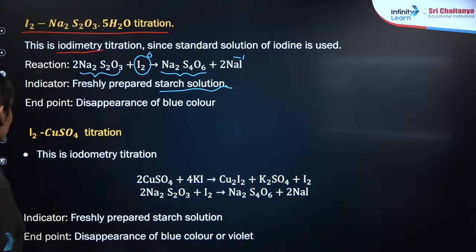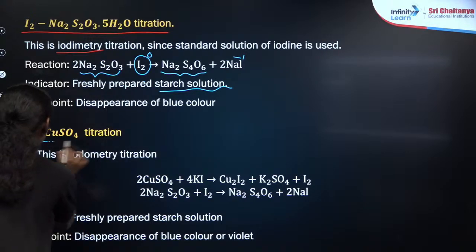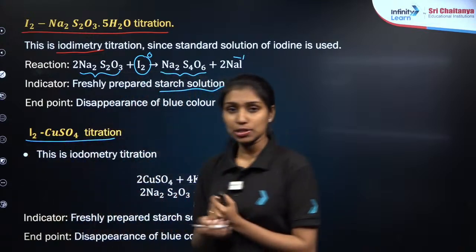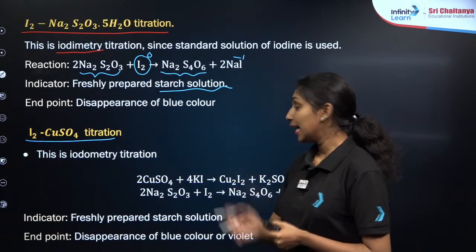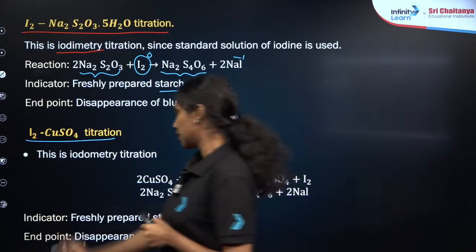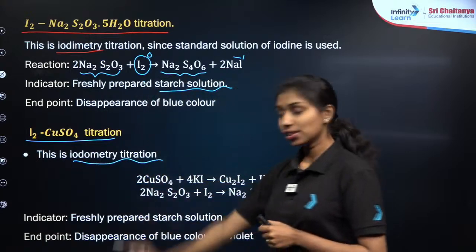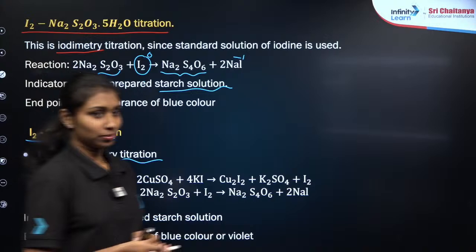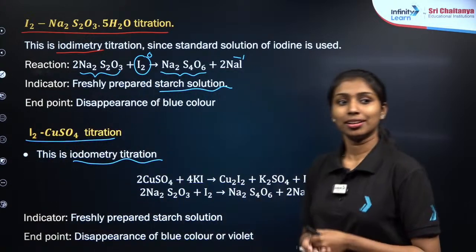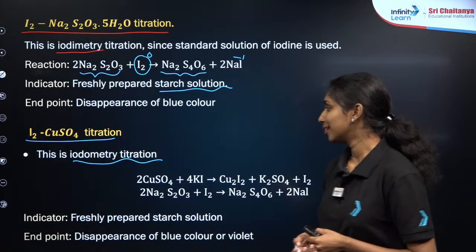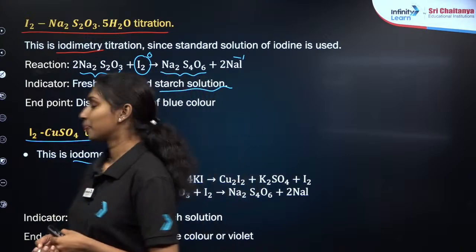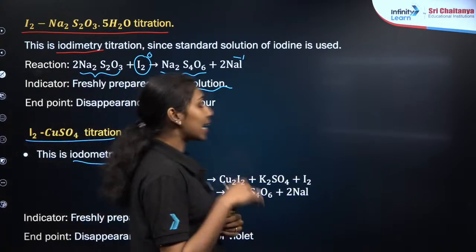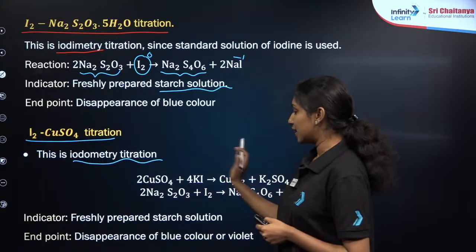Now, let me move to the example with the iodometric titration. As you can see here, I am titrating copper sulfate, CuSO4, with iodine. This is an iodometric titration. What do you mean by iodometric titration? Liberated iodine is present. In the case of iodometric titration, there is liberated iodine.